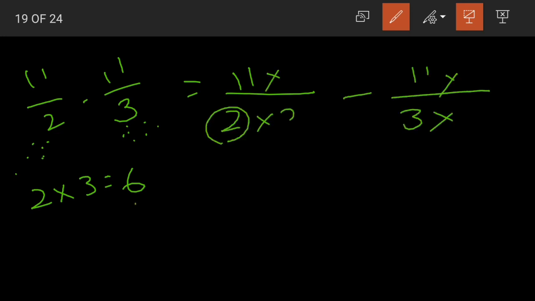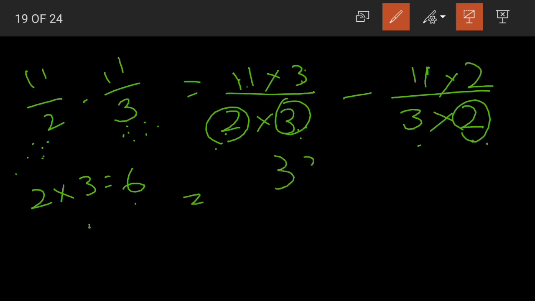2 into 3 is equal to 6, right? So again here also, 3 into 2 is equal to 6. Now as we are multiplying the denominator with 3, we should do the same with the numerator as well. 11 into 3 by 2 into 3. Again, as we are multiplying the denominator with 2, we should do the same with the numerator as well. 11 3s are 33 divided by 6, minus 11 2s are 22 divided by 6.